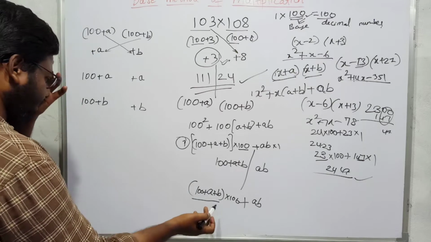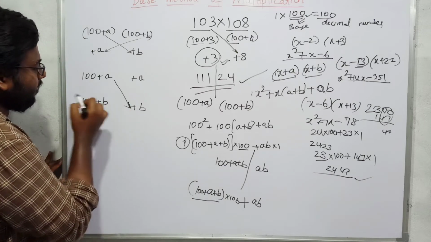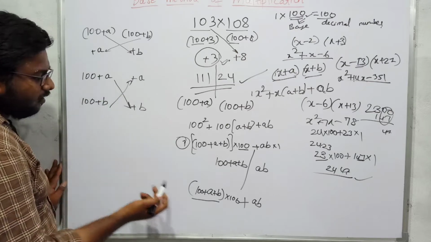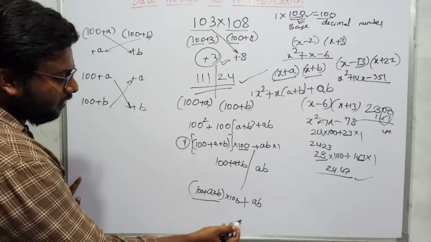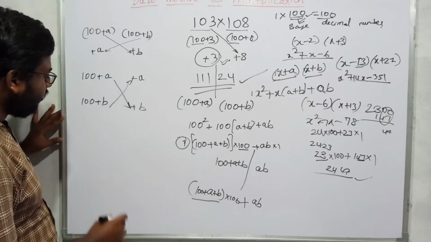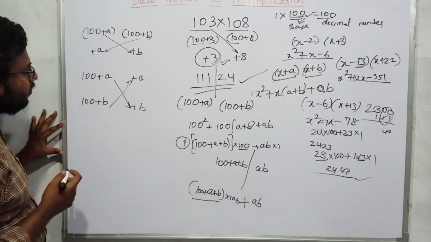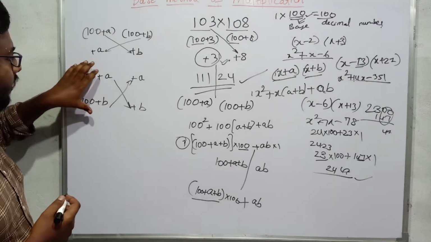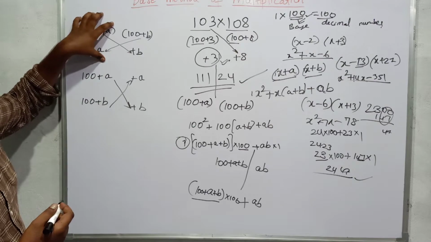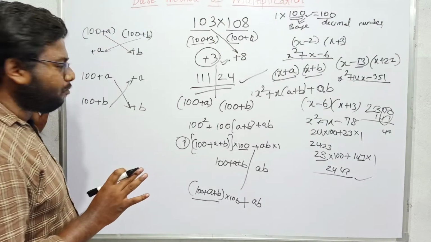If I want to calculate this result, what will I get? 100 plus a plus b, or 100 plus b plus a. Any one is same, and slash ab. You can write like this. So if I want to calculate some more problems based on this, you have to be comfortable in writing like this or like this. If you understand the concept, then the notation is not so important.